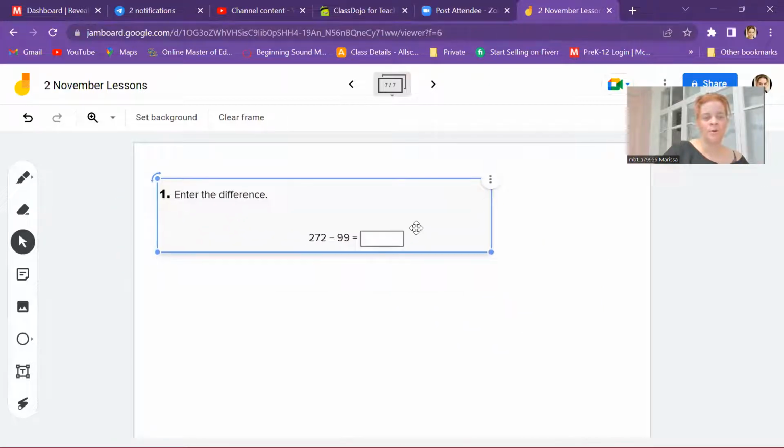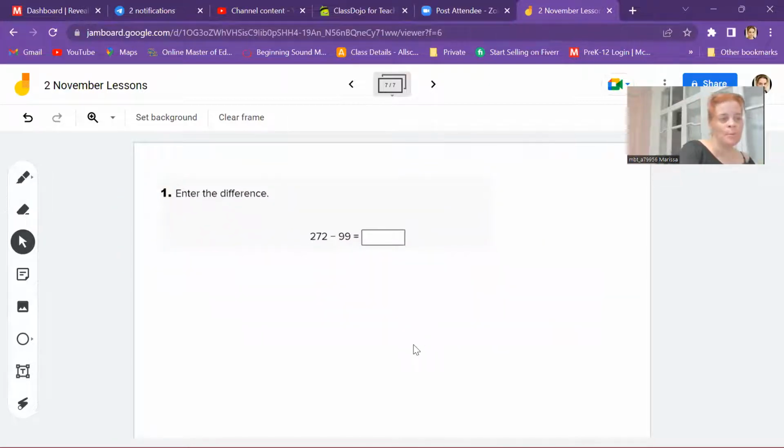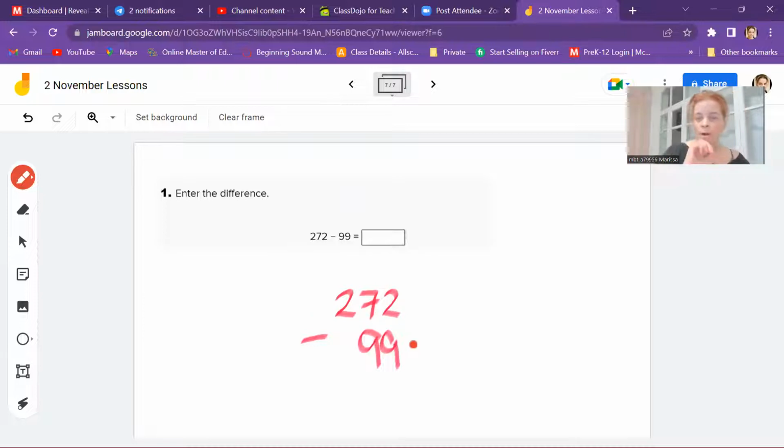All right, so if we are going to adjust this, remember what we have to do? We have to say 272 minus 99. What are we going to take away? How many would you like to take away?